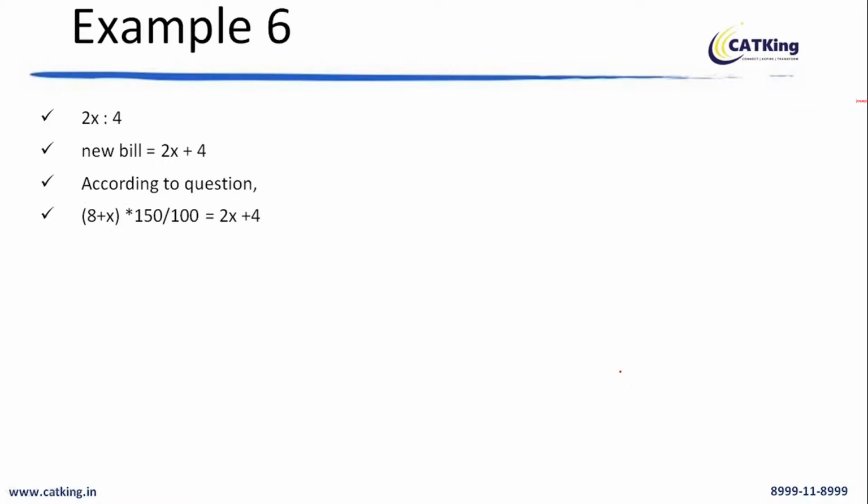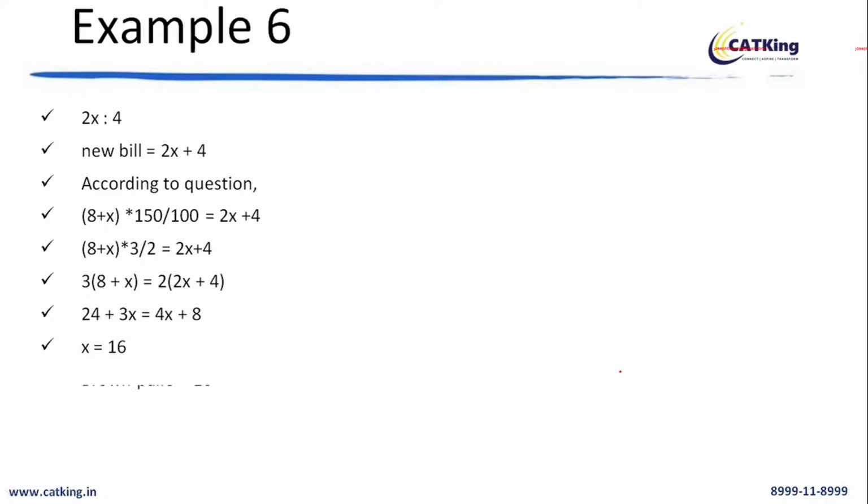Why did we do 150 by 100? Because on 8 plus x there is a 50% addition, meaning we have to do 150 by 100, is equal to 2x plus 4. So 8 plus x into 3 by 2, 150 over 100 is 3 by 2, is equal to 2x plus 4. So this becomes 3 into 8 plus x is equal to 2 into 2x plus 4. So 3 8s are 24, 3 into x is 3x, 2 into 2x is 4x, and 2 into 4 is 8. So 3x goes that side, 8 comes this side, x is equal to 16.